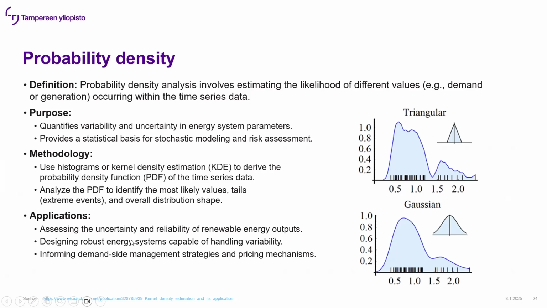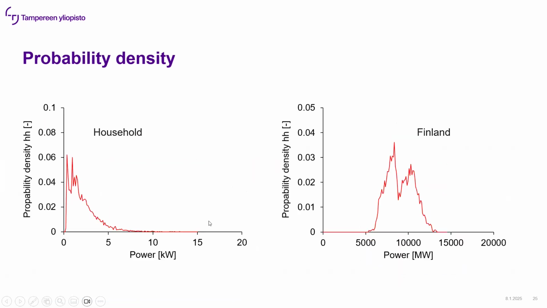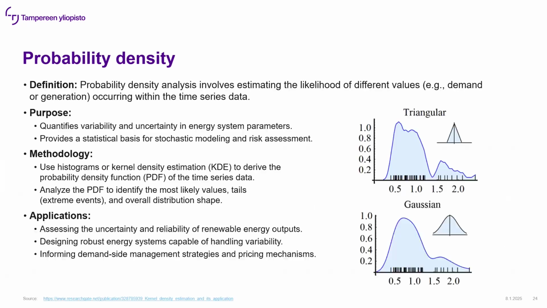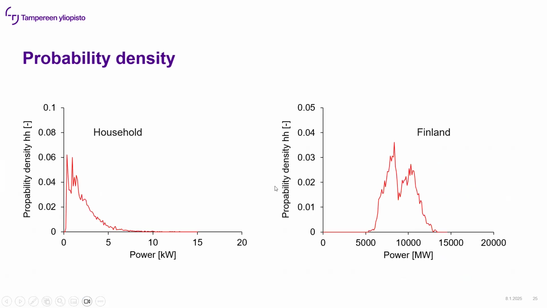So, addressing the uncertainty and reliability of renewable energy outputs means designing a robust energy system capable of handling variability. I'm going to show you an example. Here you have Finland and you have the household. This is the probability density. This isn't calculated with kernel density estimation. Rather, I have just counted how many numbers hit in each gap. You can make that in Excel, but if you want kernel density estimation, maybe it's better to use Python or MATLAB for that.